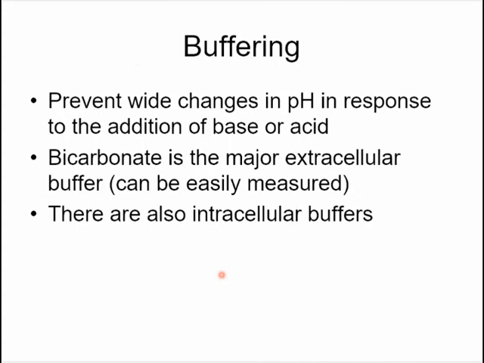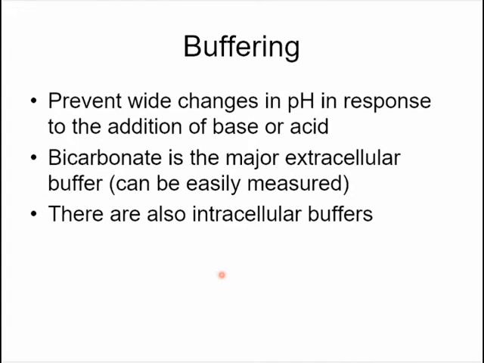So the buffering system works by preventing wide changes in the pH of the blood in response to the addition of a base or acid, because we know that the normal physiologic pH is within a very narrow range that is acceptable to life.